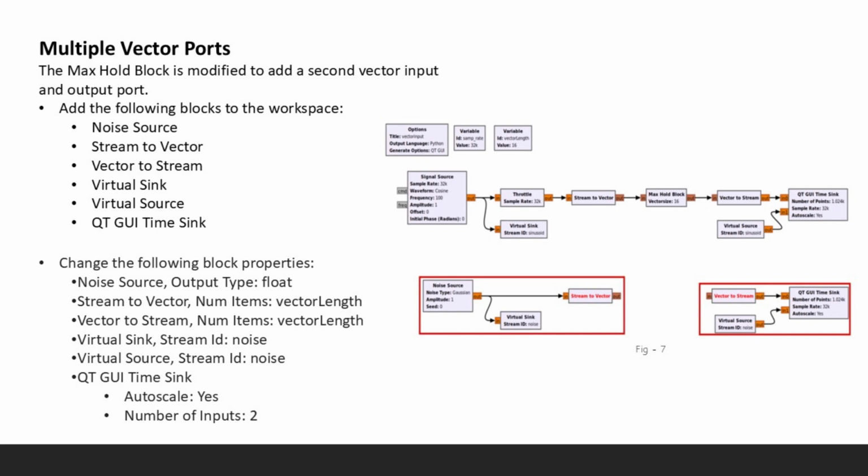Change the following block properties. Noise source: output type, float. Stream to vector: number of items, vector_length. Vector to stream: number of items, vector_length. Virtual sink: stream ID, noise. Virtual source: stream ID, noise. Qt GUI time sink: autoscale, yes; number of inputs, 2. Connect the blocks as shown in Figure 7.